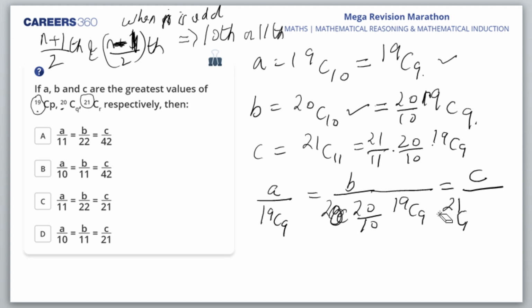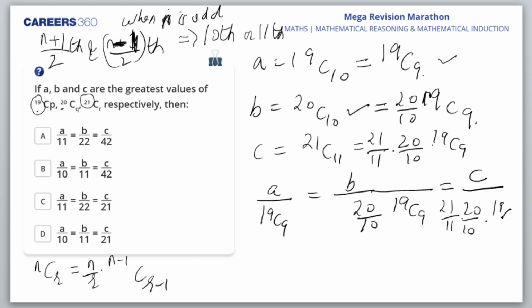Okay, students, I hope you are getting it. So I'll give you what formula I am using. nCr is equal to n by r, n minus 1 C r minus 1. This is the formula which I am using. So this would be 21 by 11 into 20 by 10 into 19C9. Okay, students? 19C9 would be cancelled.